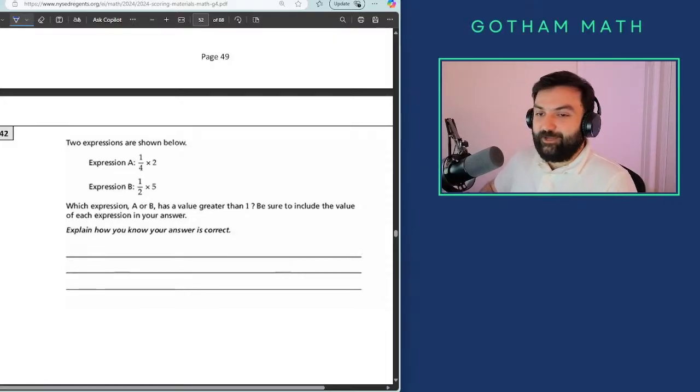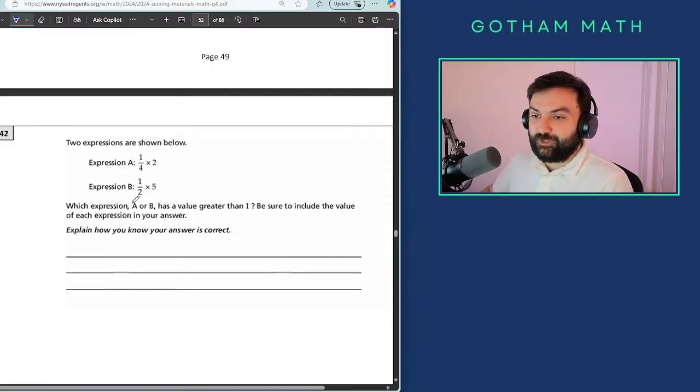Next question. Do we have time? We have time. We have time for one more. Two expressions are shown: 1 over 4 times 2 and 1 over 2 times 5. Which expression, A or B, has a value greater than 1? Be sure to include the value of each expression in your answer.